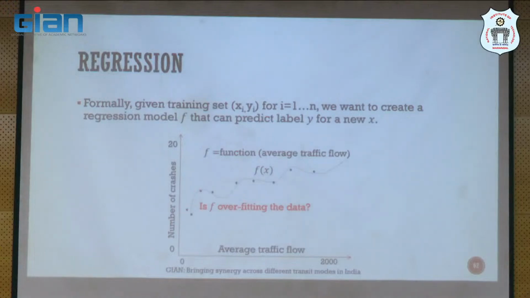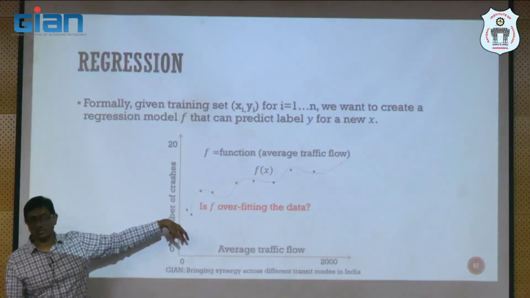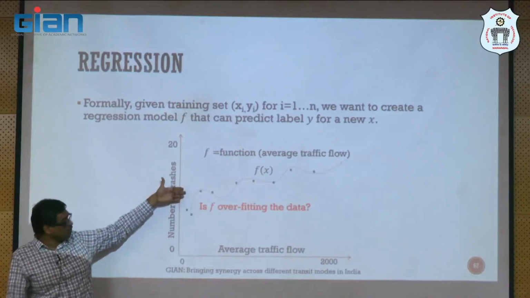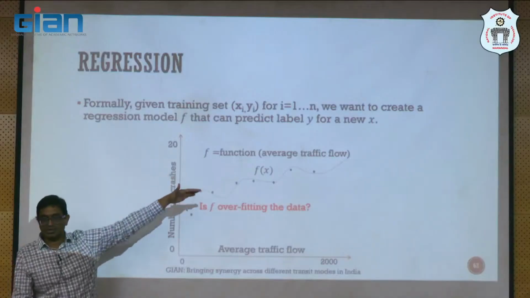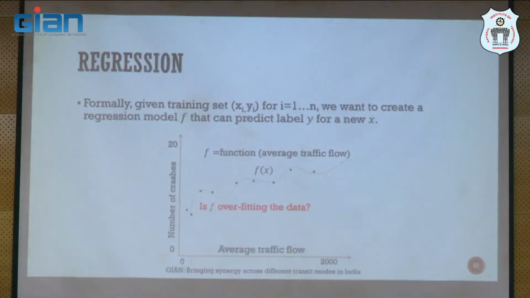So if you are given a number of crashes and a function of flow, because there is a lot of flexibility, we might be fitting it in this way. If you fit it this way, you're getting 0 error pretty much for the entire data set, right? Because the curve can go anywhere. When we do a linear regression, we just draw a single line through all of it, right?